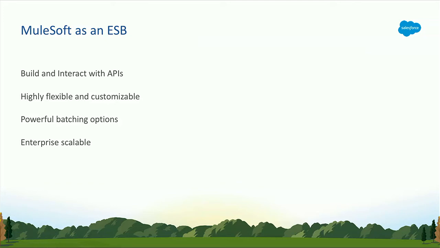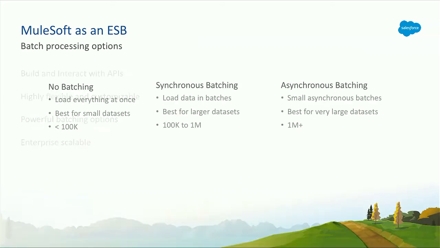You can parameterize everything. You can do lots of super powerful things, and I'll show you an example of that in a second. It's got some really powerful batching options on how you load data. You don't just have to do a single bulk load, but you can control multi-threads and asynchronous batch processing. And it's enterprise scalable. You can have clustered servers. You can have failover, all the enterprise things that you need. MuleSoft can be super powerful as an ESB.